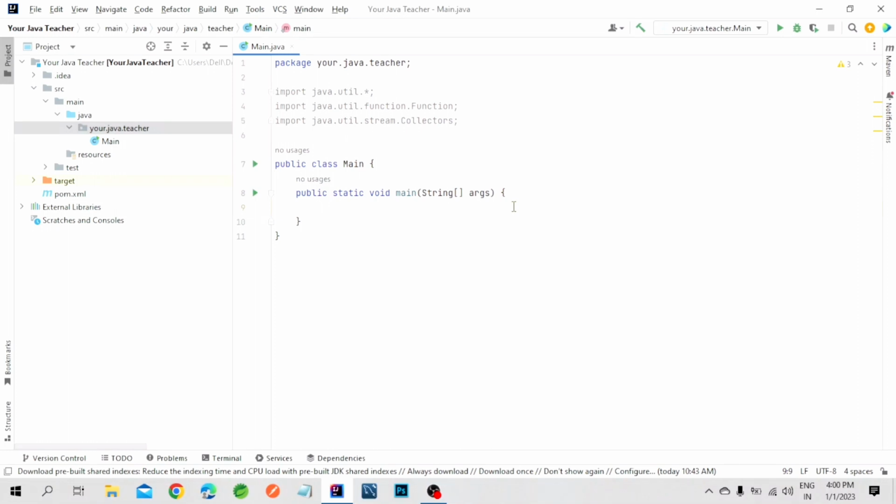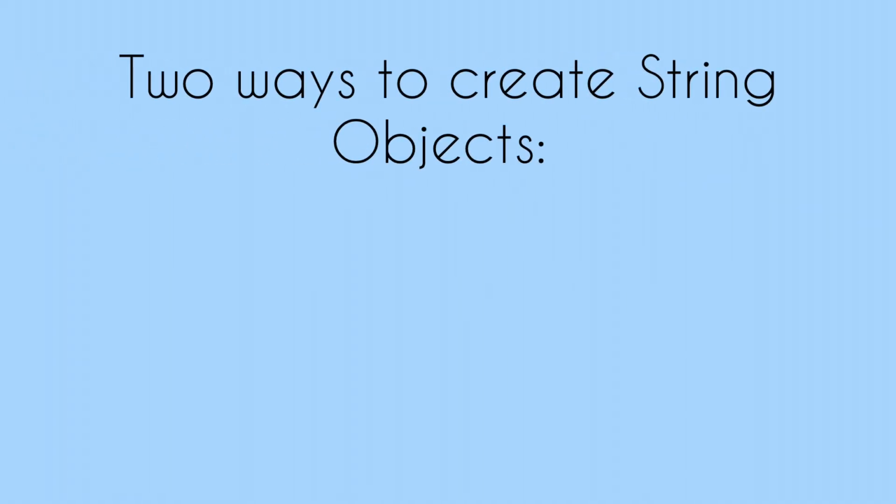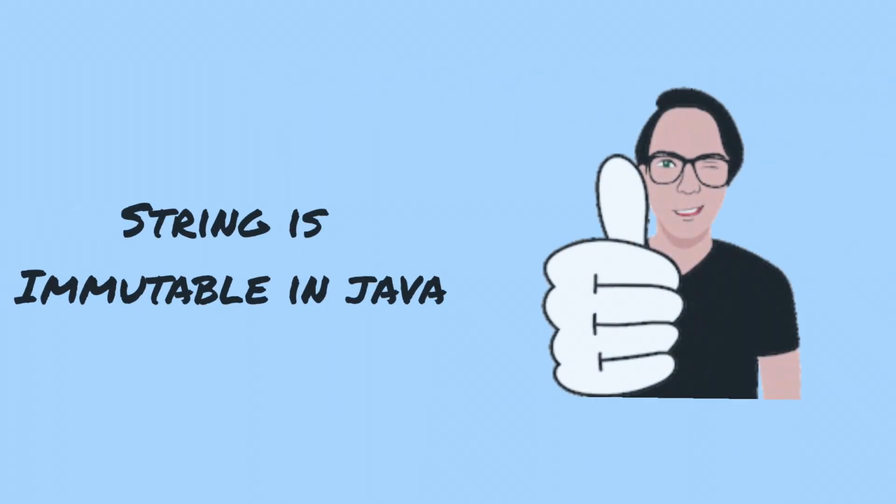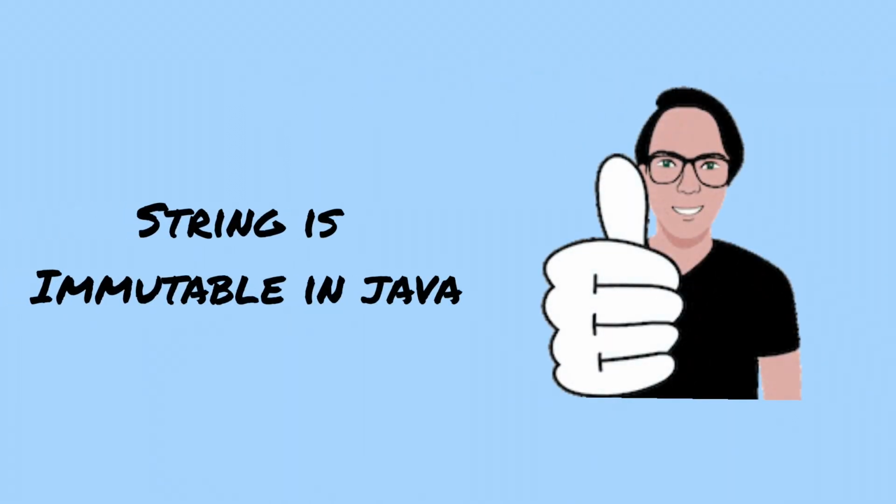And let's see how we can create string variables, or we can say string objects. There are different ways, and we have to understand a particular feature of string, that string is immutable in Java. That also we will understand, how strings are immutable. So let's get started.